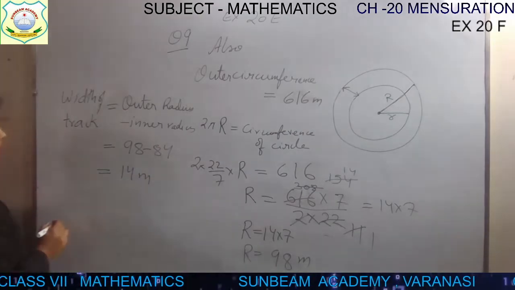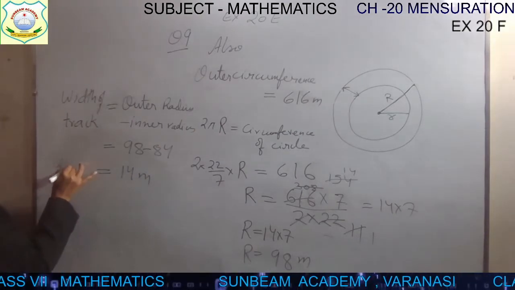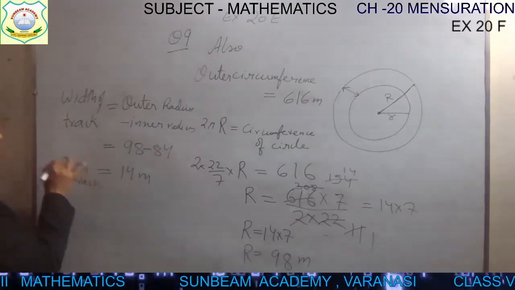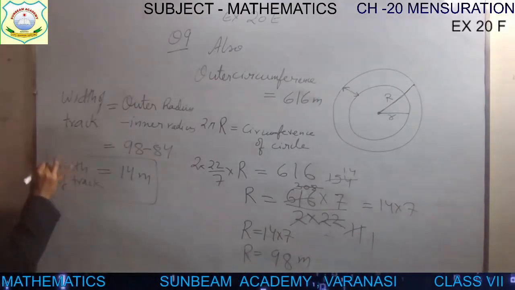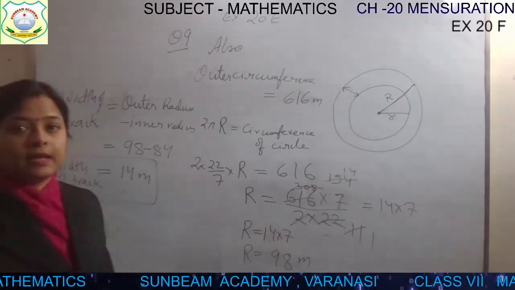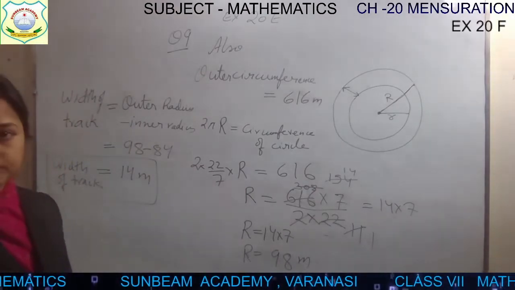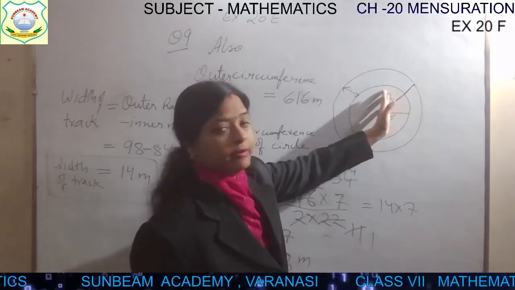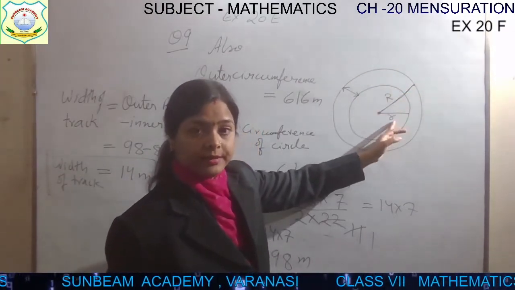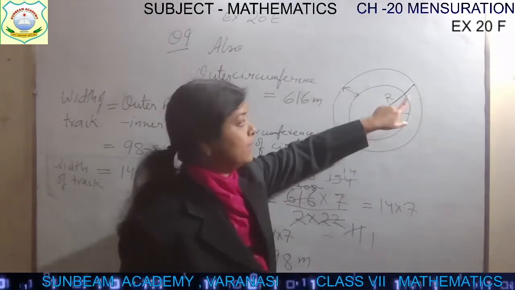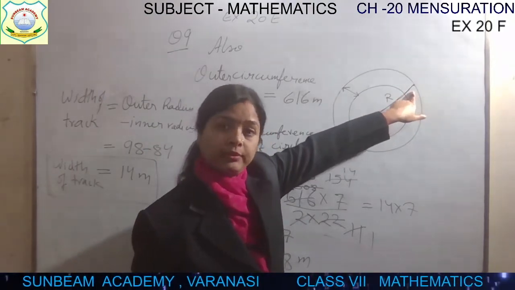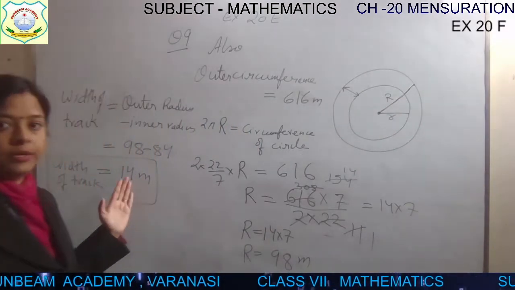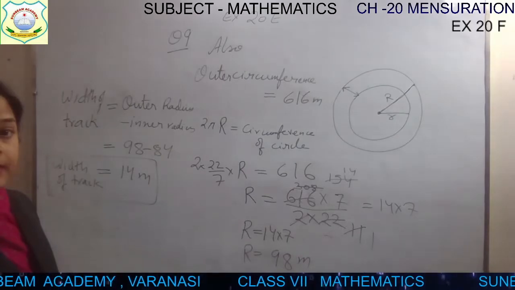This is 14 meter. So the width of the track, circular track, is now obtained. Width of the circular track is 14 meter. ठीक है? First of all, find the outer radius and inner radius, and once you find the outer radius and inner radius, then subtract to find the width. ये width है. This you will get, and it will be throughout equal. This is 14 meter. Now children, let's see the next question.